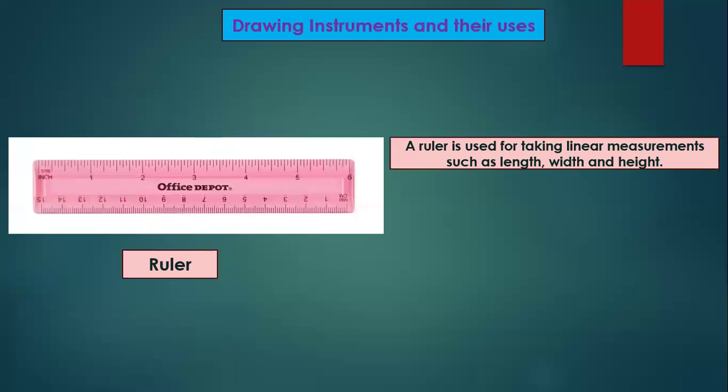Also, we have a ruler. So a ruler is used for taking linear measurements such as length, width, and height. So whenever we have to take the length of an object, we're expected to make use of a ruler. We're also expected to make use of a ruler whenever we have to take the width and also the height of an object. So do not forget that a ruler is used for taking linear measurements.